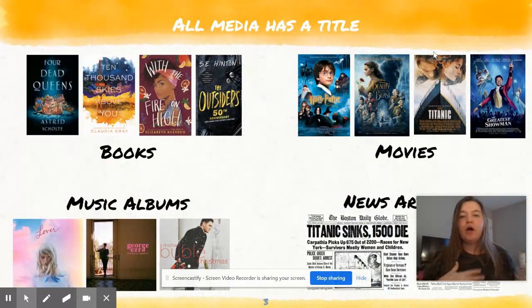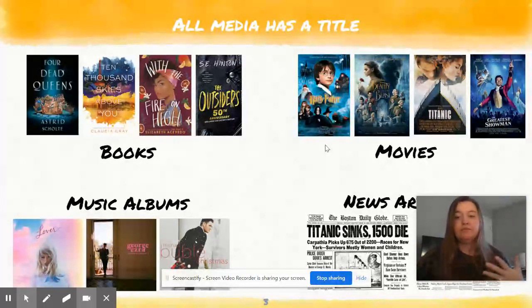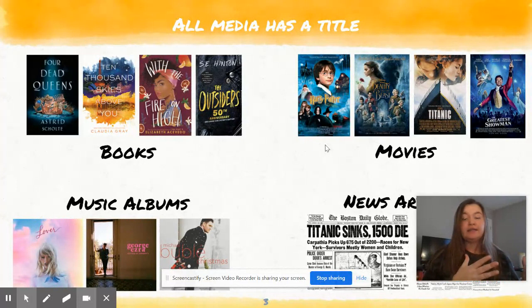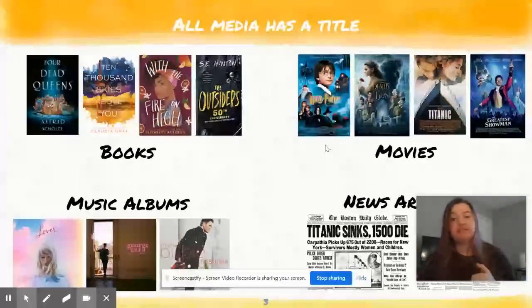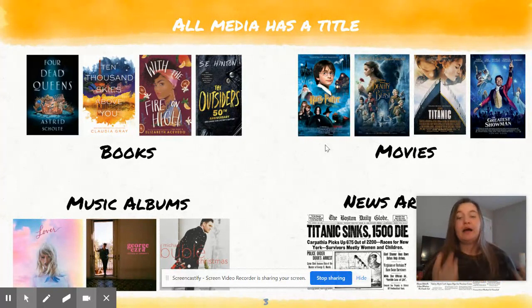Okay, so all types of media have titles. All books have titles clearly printed on the front. You know the titles of movies by the names of them, right? Beauty and the Beast, Harry Potter as a series, each of them have a specific title, whether it's the Sorcerer's Stone, the Prisoner of Azkaban, the Goblet of Fire, okay? Music albums have titles, right? If they didn't, every musician would really only be able to create one album. Otherwise, we wouldn't tell them apart.